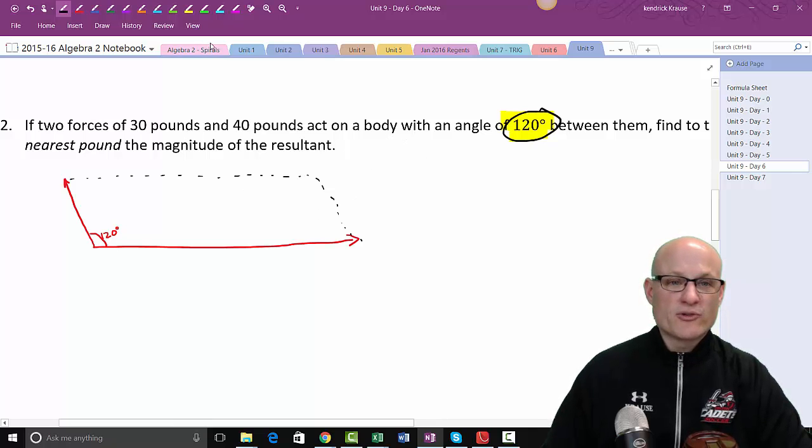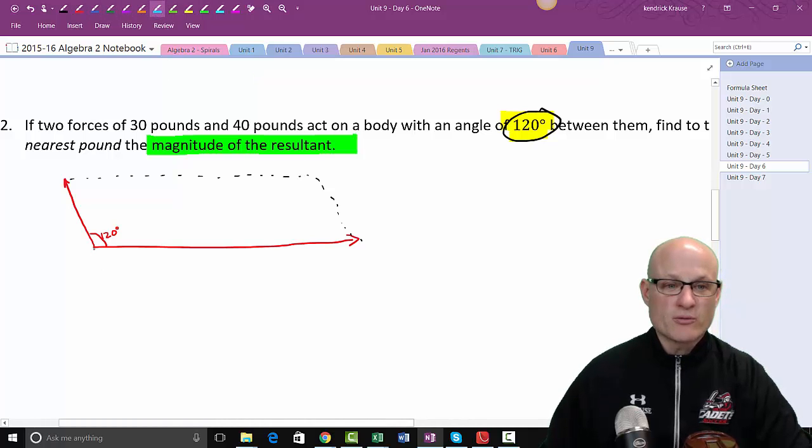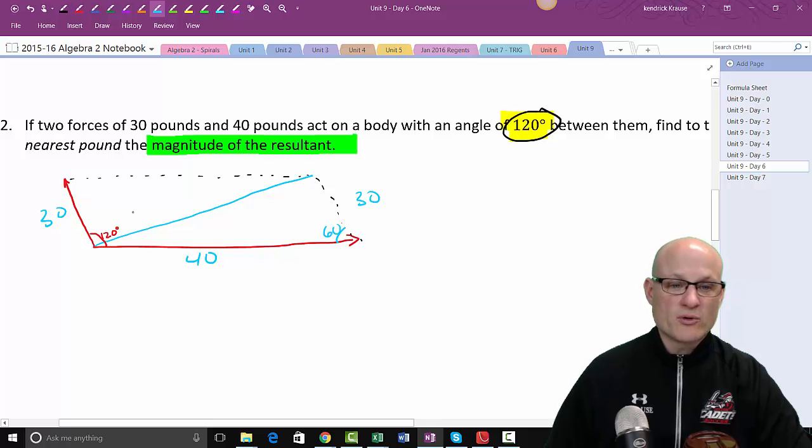Find the magnitude of the resultant. We're looking for a resultant again. So let's draw in that resultant. Let's do cool blue. The resultant then would be in this direction. So this is 30. This is 40. This is 30. This has to be 60 then, right? It's a terrible drawing, but this is 120, so that's 60. And I'm looking for the resultant again.